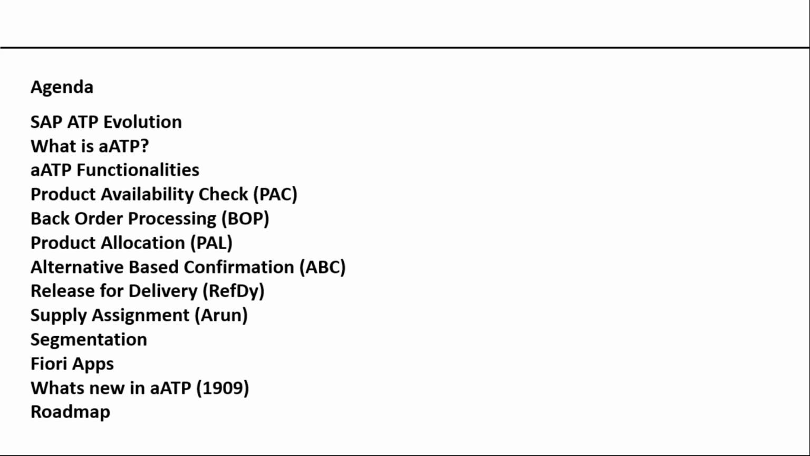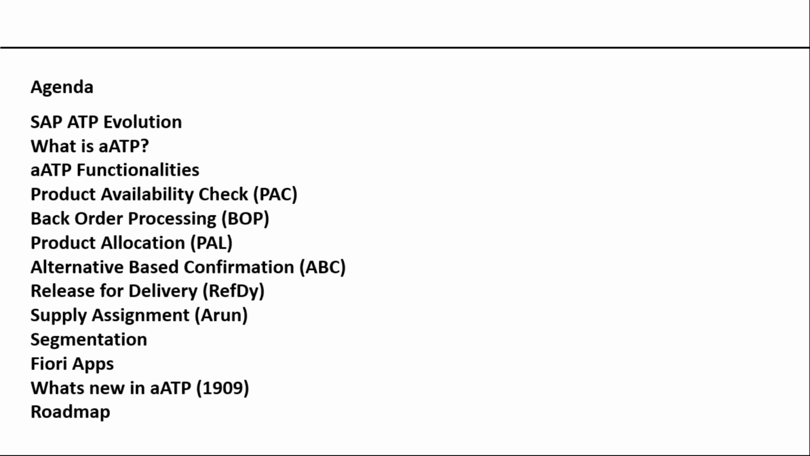So how ATP evolved over the past 10 to 15 years or more. What is an ATP? What are the key advanced ATP functionalities that were delivered by SAP? I listed here key functionalities: product availability check, whose short name is PAC, back order processing, product allocations, alternative based confirmation, release for delivery, supply assignment, segmentation. These are the typical functionalities that exist in ATP, AATP in S4HANA as of today.